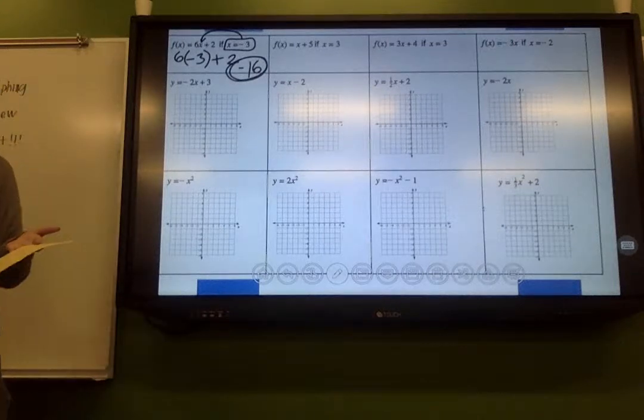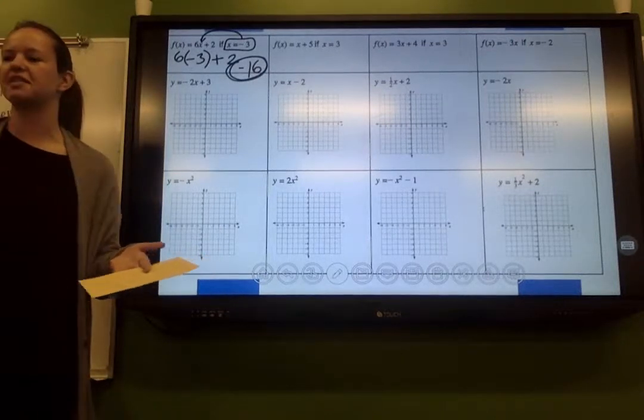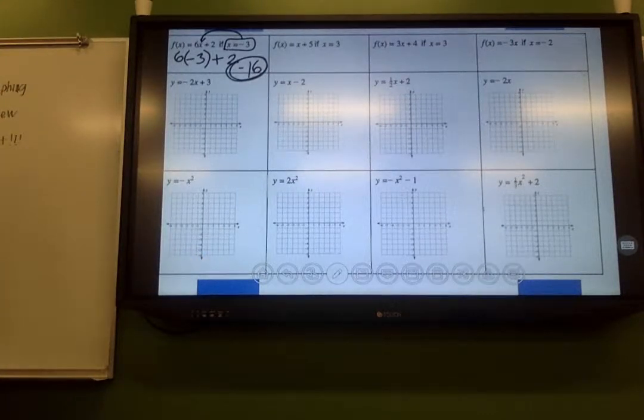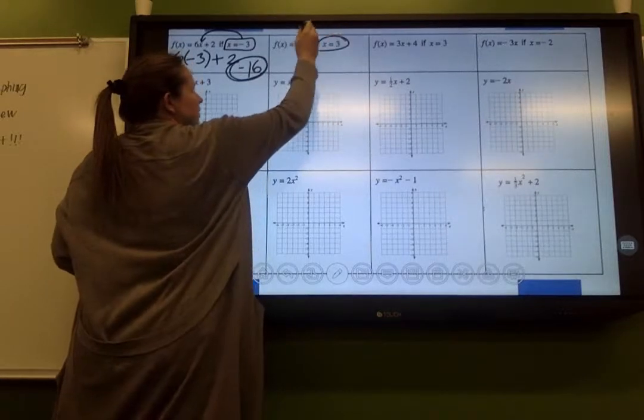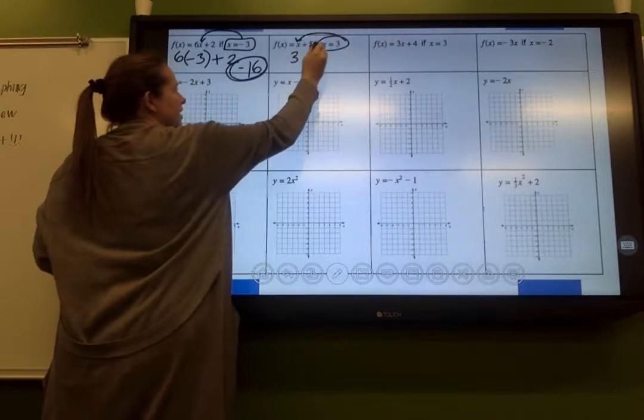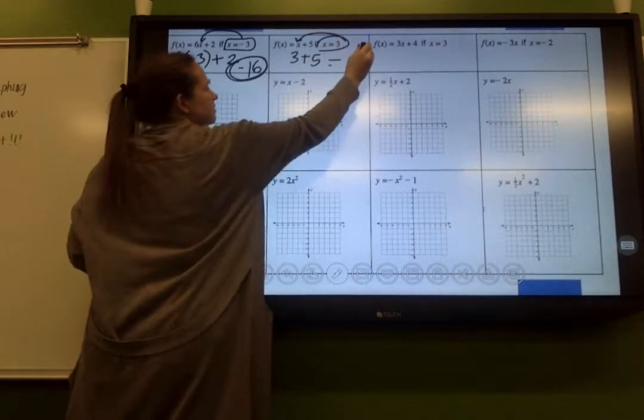You guys have done this before. This is called evaluating. This is when you plug x's in for certain values. Pretty easy, yeah? All right, I'll do one more, and then you finish the rest. This one, x plus 5 is x equals 3. So just plug 3 in for there. Yep, 3 plus 5 is 8. So that one was easy.